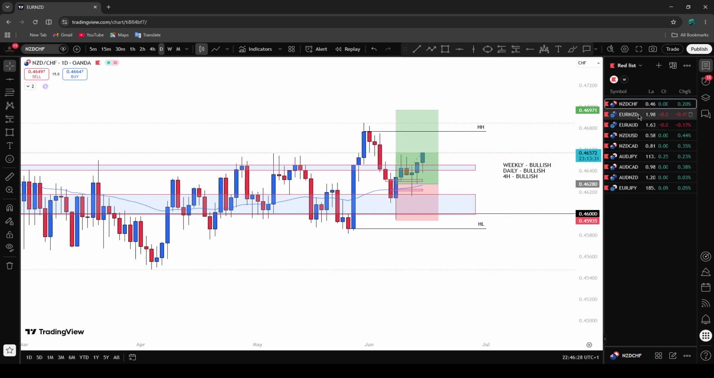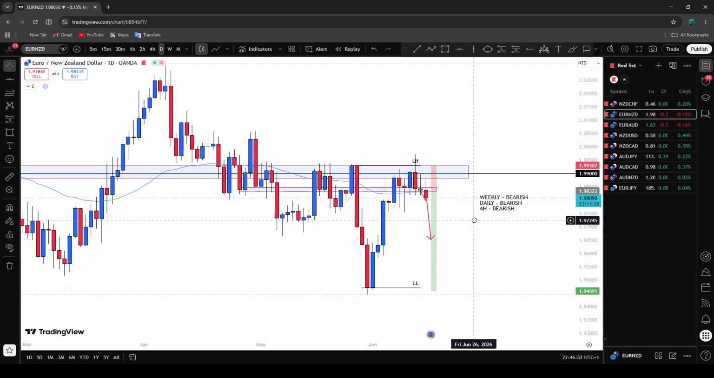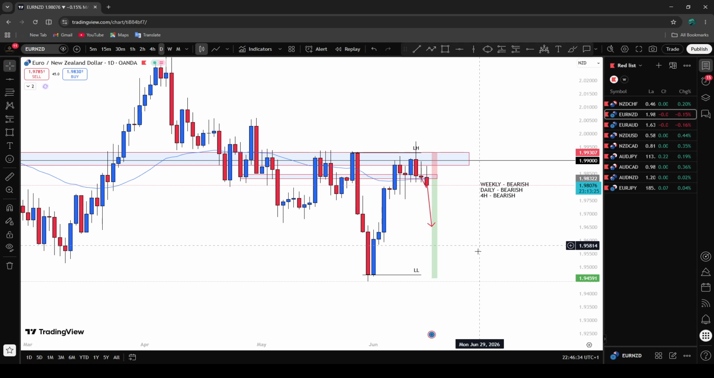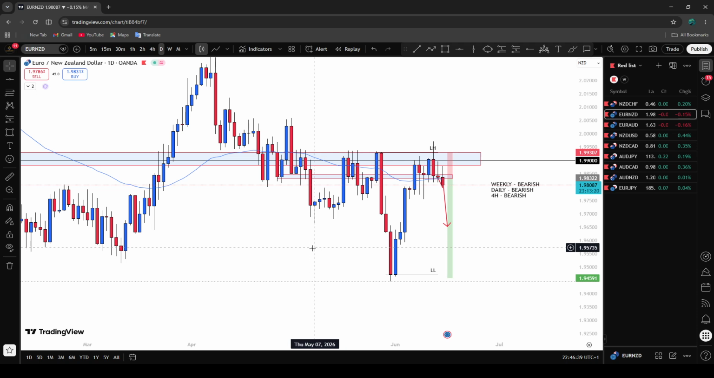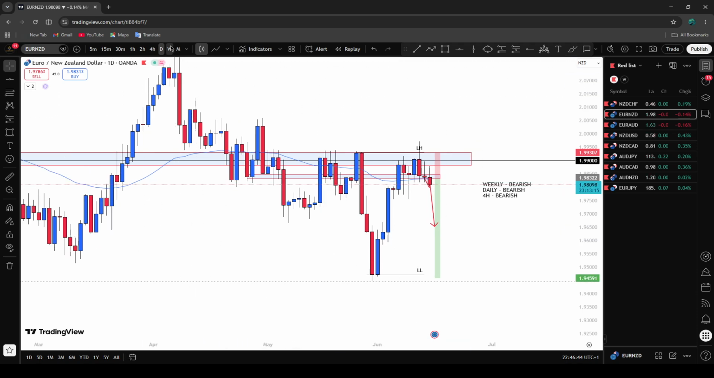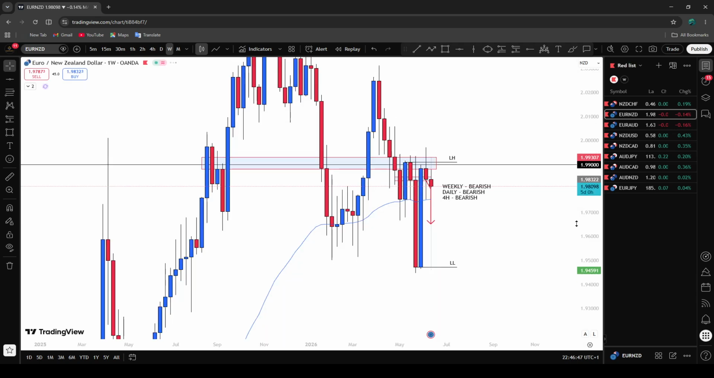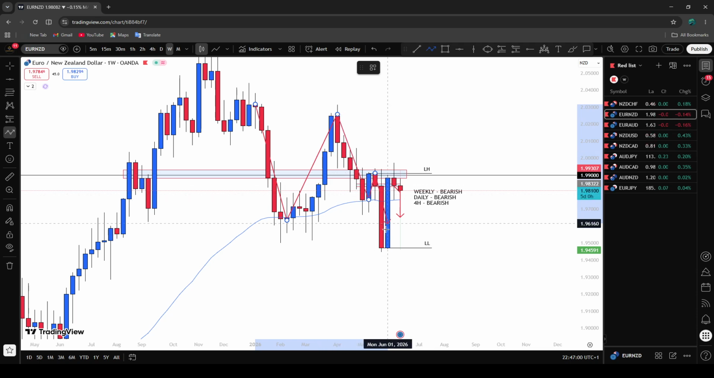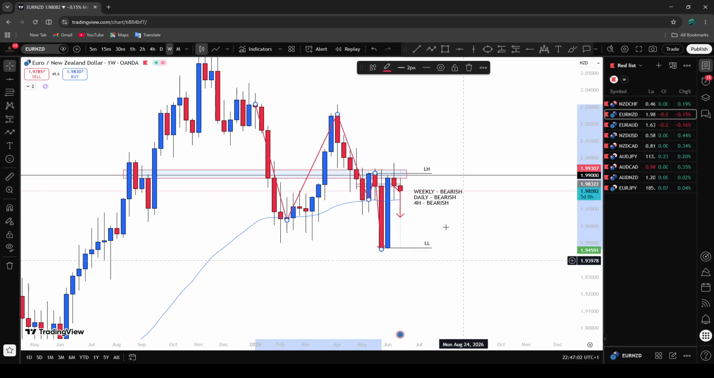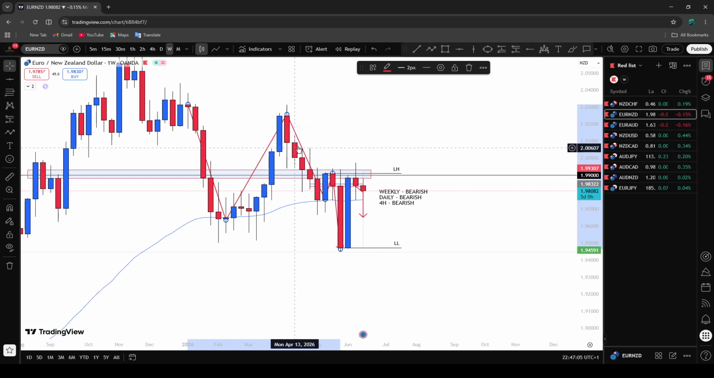So moving on to the Euro NZD. Euro NZD is the pair that I'm really interested in. I'm really interested in this pair because if you see the weekly time frame, the weekly time frame is bearish. This is the lower low and this is the lower high. This is how the market structure looks. So price has not closed above this.